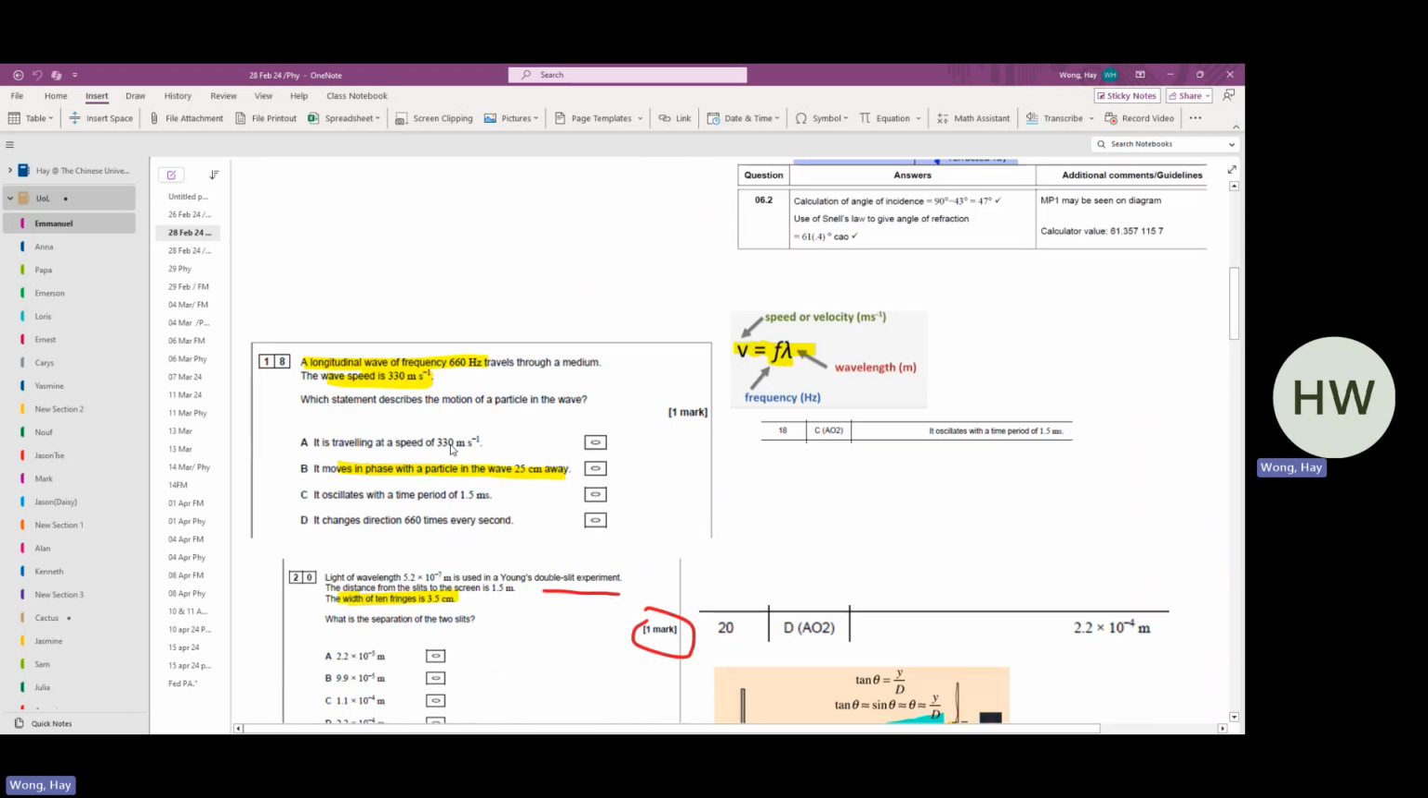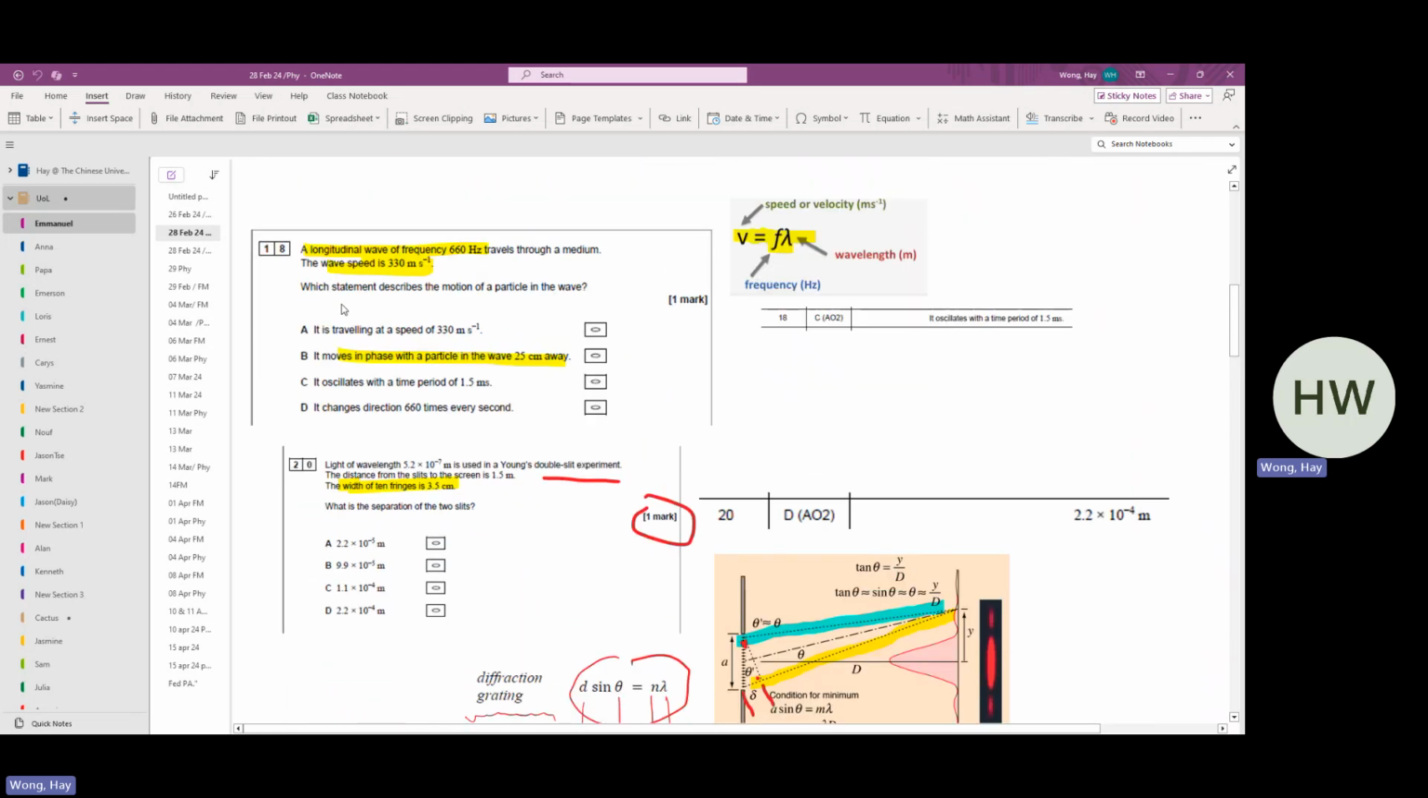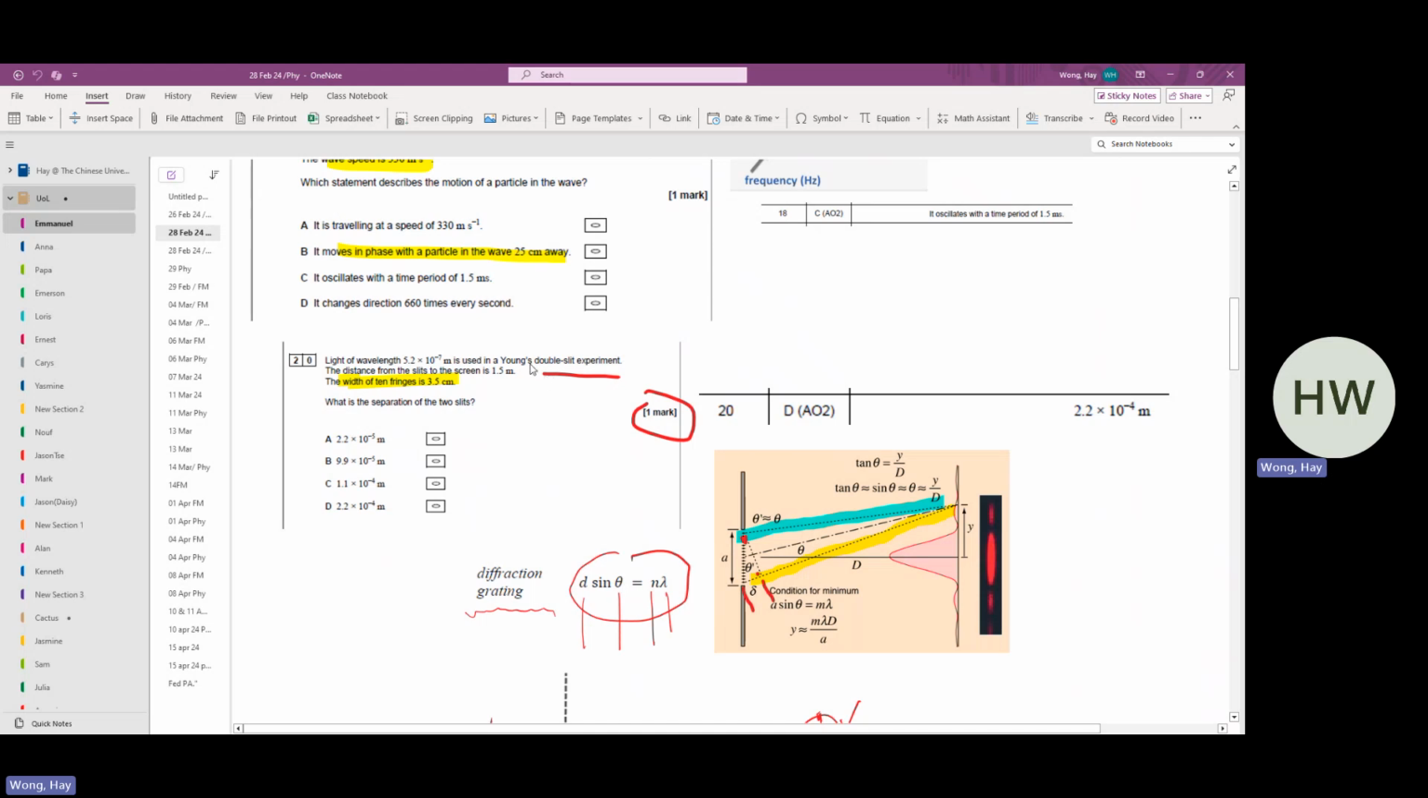For example, these are typical questions, real past paper questions, and they will ask you again, a bit like what we have discussed, about the relationship between wavelength, frequency, and speed of travel. You will have to apply the correct formula. In the multiple choice, it's easy to make mistakes regarding the calculation of diffraction grating. So you have to make sure that you understand what's going on regarding the diffraction grating and the formation of this pattern in order to back calculate the separation of the slits.